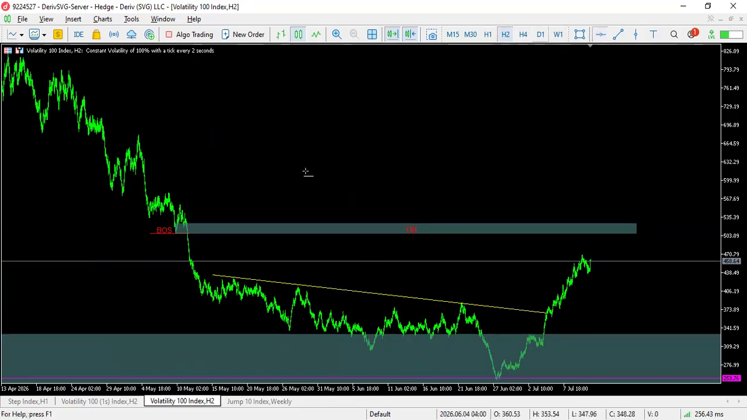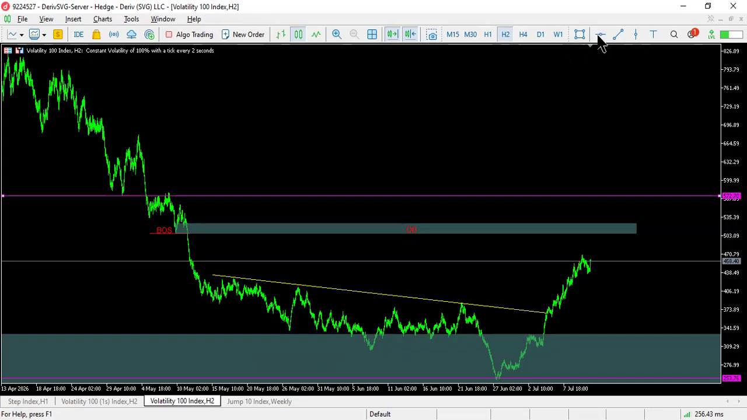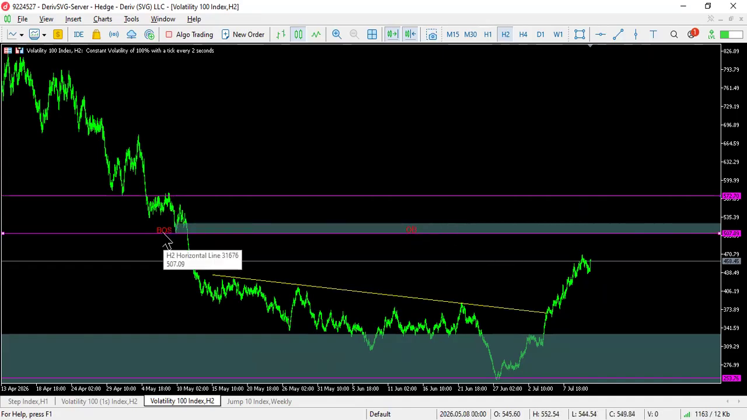From the 2 hours time frame, we can go ahead and place a sell limit on Volatility 100 with your entry price at 507.09, stop loss at 572.70, take profit at 253.76, and always apply proper risk management.